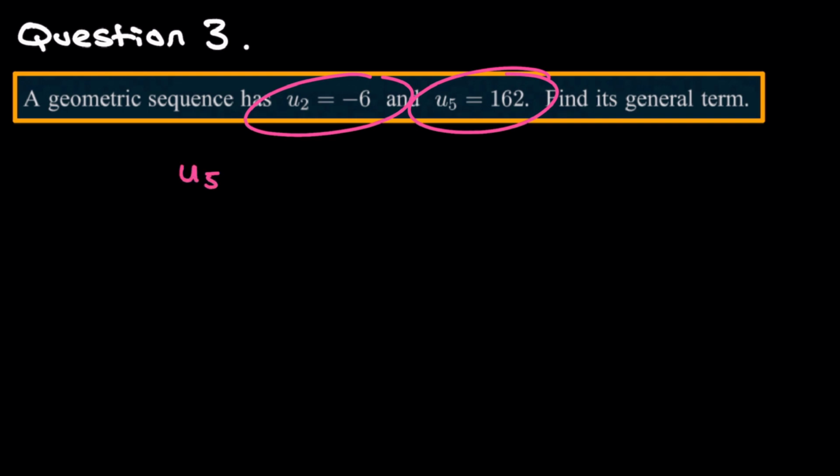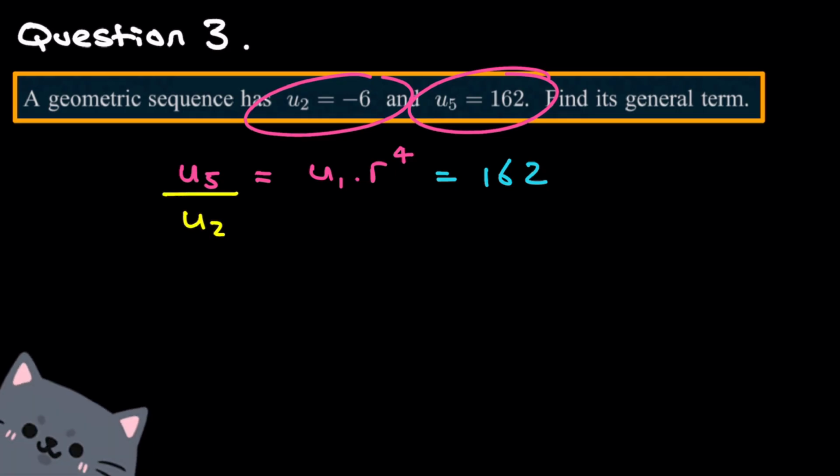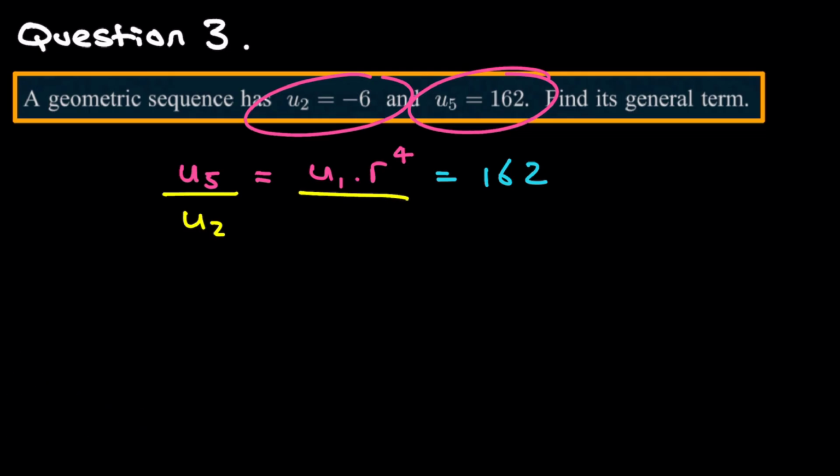u5 is equal to u1 times r to the n minus 1, which is 4. We also know the value for u5. That's 162. So what we often do here is take u5 and divide it by the second term. The second term, which is now in yellow, will be u1 times r, and the second term is also equal to negative 6.